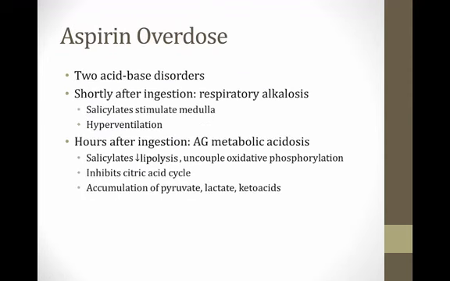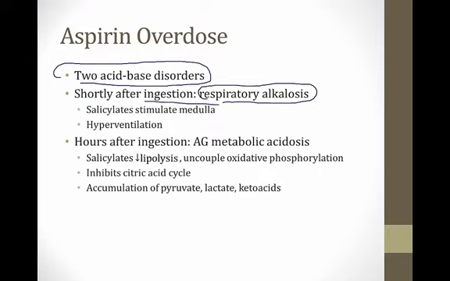So aspirin overdose is a classic board question, and you should make sure you're familiar with the acid-base consequences of taking an overdose of aspirin. So aspirin overdose essentially causes two acid-base disorders. Shortly after patients ingest an overdose, they get a respiratory alkalosis, and this is because the salicylates stimulate the medulla directly, and that leads to hyperventilation. Recall that your respiratory control center is in the medulla.